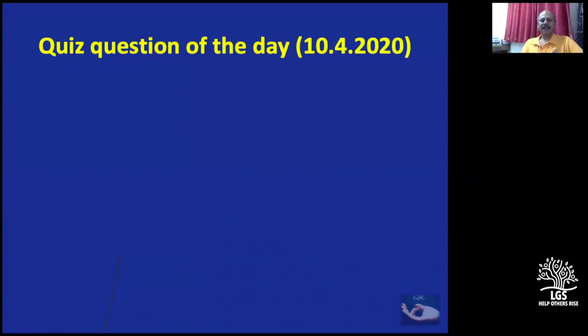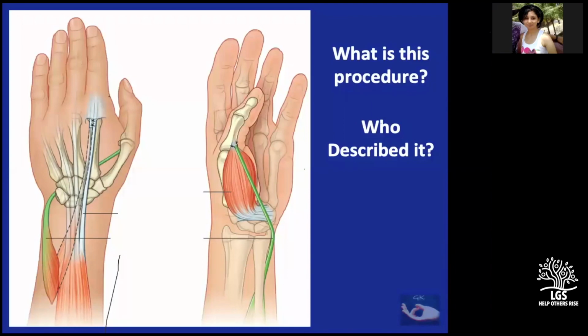So now, having discussed the patient with the tenosynovitis, we come to the quiz question. Before we take questions and discussion about the patients, about the presentation, the quiz question of the day. What is this procedure that is shown and who described it? Burkhalter. Yes, what is the procedure? Burkhalter transfer of the EIP, sir. Very good. For opponensplasty. Very good. So Gijo, good.